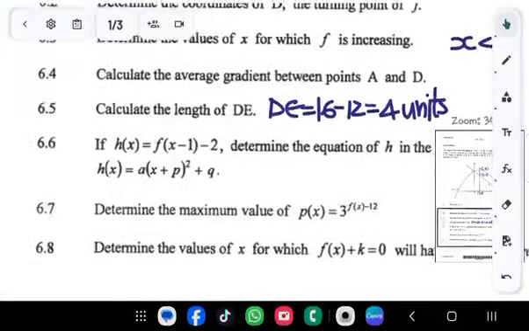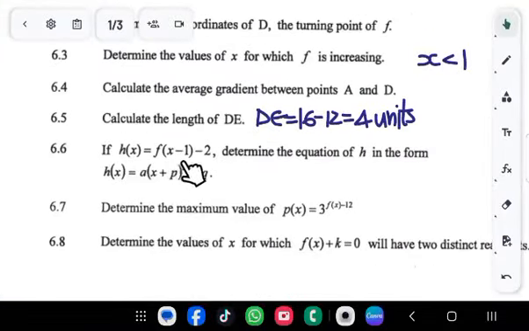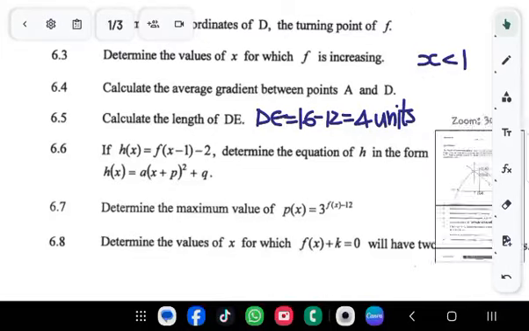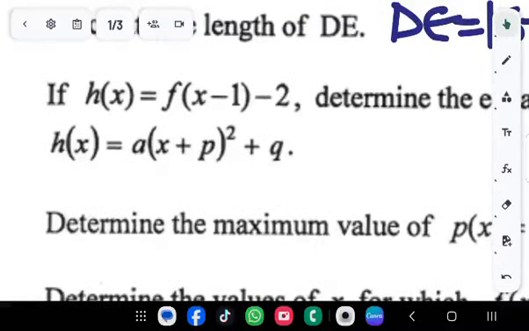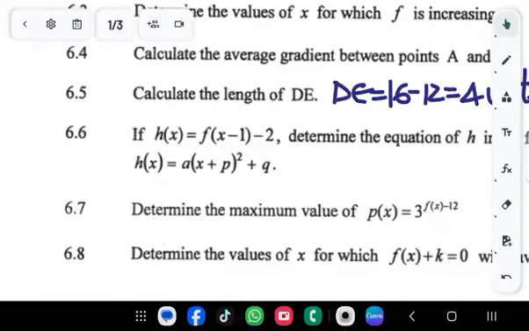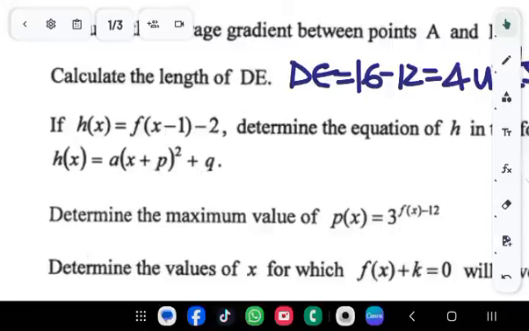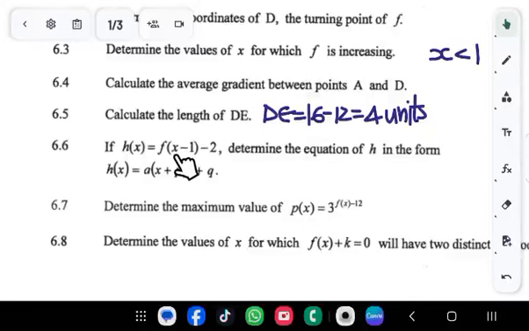Next, question 6.6. If h of x equals f of x minus 1, minus 2, determine the equation of h in the form h of x equals a in bracket x plus p all squared plus q. Remember we talked about two types of standard formats, the one that we're currently busy with and this one. This is the second standard format of the equation of a parabola, and to find this you will see exactly what we do. We need to complete the square, but first let's substitute x minus 1 wherever there is x.